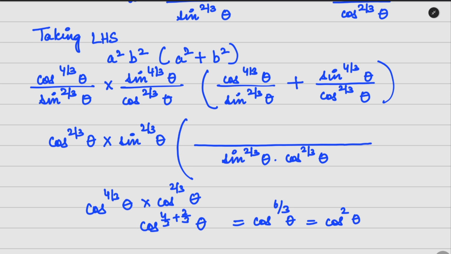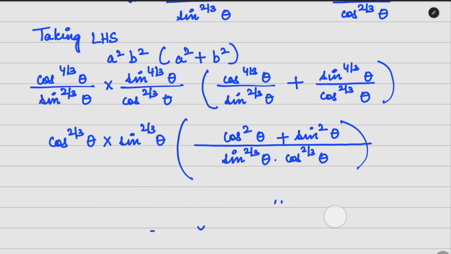Okay, so the numerator will have cos square theta plus, in the same way, you already have cos 2 by 3, so what is left is sine 2 by 3. This will get multiplied with the numerator here, so the powers will get added: sine 2 by 3 theta multiplied by sine 4 by 3. So 2 by 3 plus 4 by 3 is 6 by 3, which is sine square theta. Okay, sine square theta. Correct?